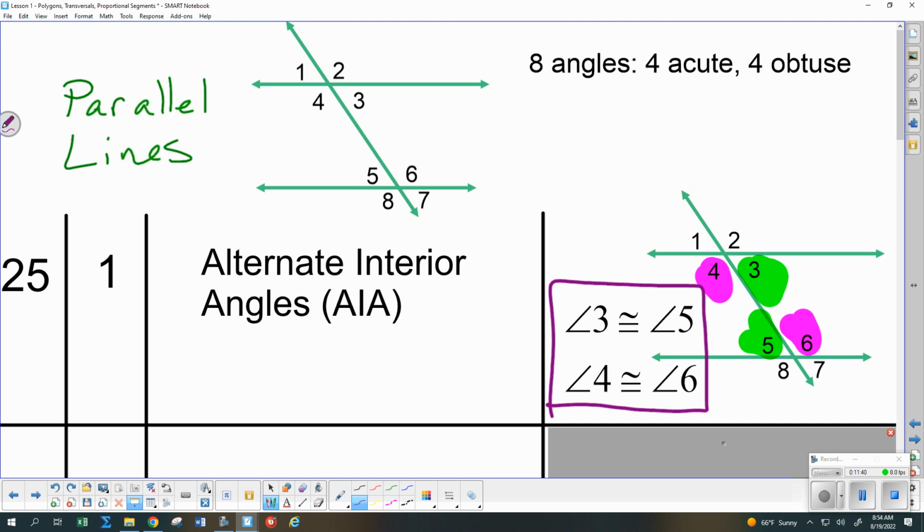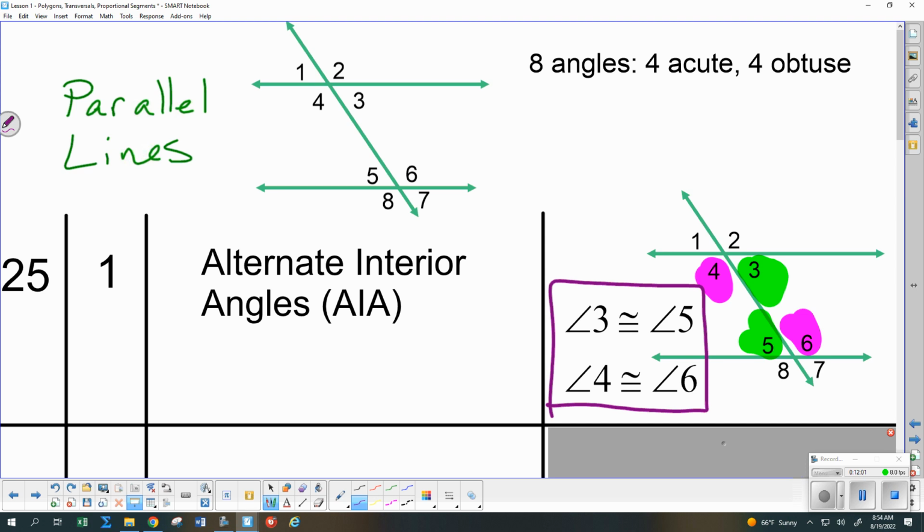So 3 and 5 were the 2 acute ones that were inside the parallel lines. 3's by the top one, 5's by the bottom one. 3's on the right, 5's on the left of the transversal. That's what we mean by alternate, beside the opposite parallel lines and opposite sides of the transversal. 4 and 6 are the 2 obtuse ones.